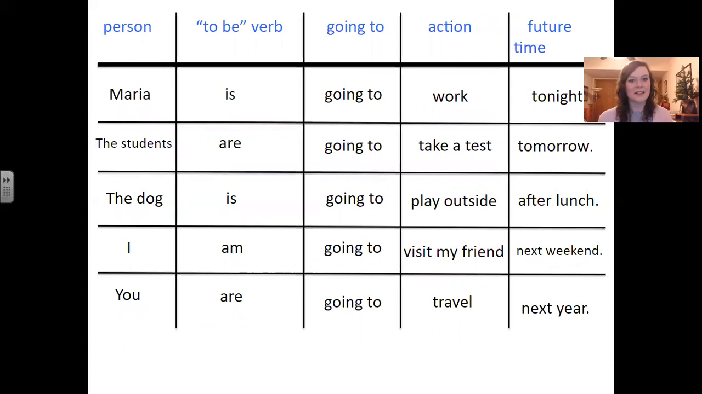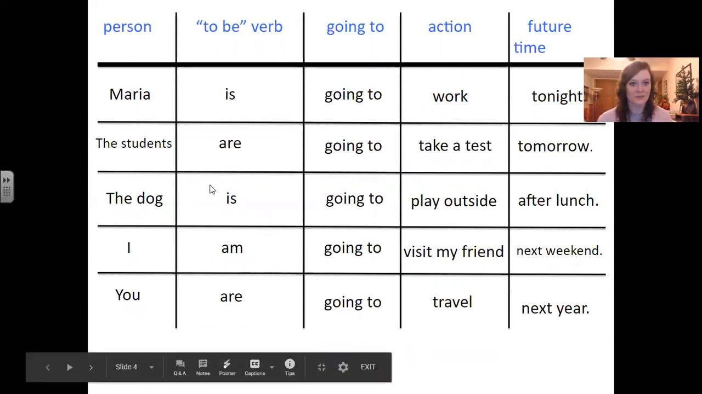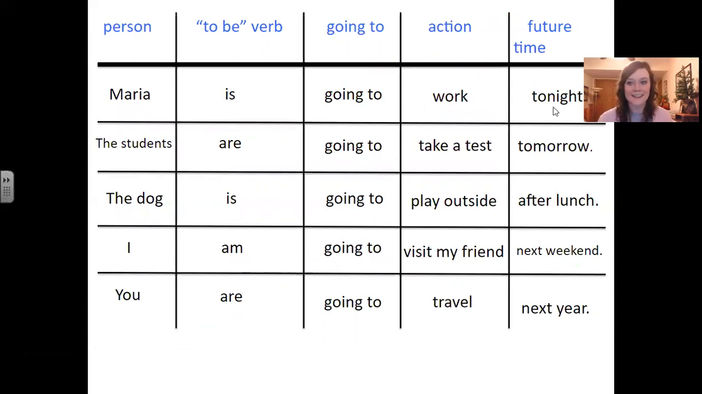Now let's do a little more review of going to for the future. Here I have 5 more examples. Maria is going to work tonight. So Maria is our person. Then we have the to be verb. Then we use going to for the future. Work is the action. And tonight is a future time.